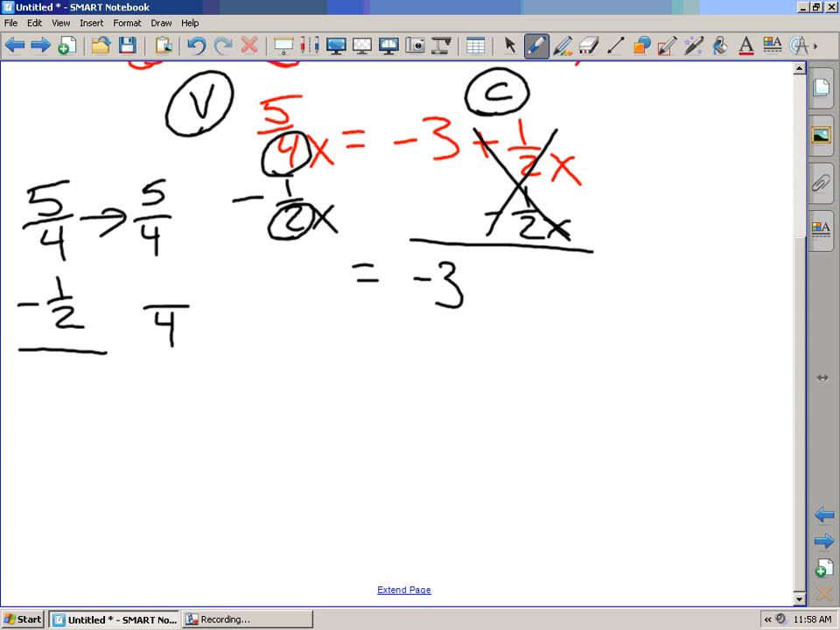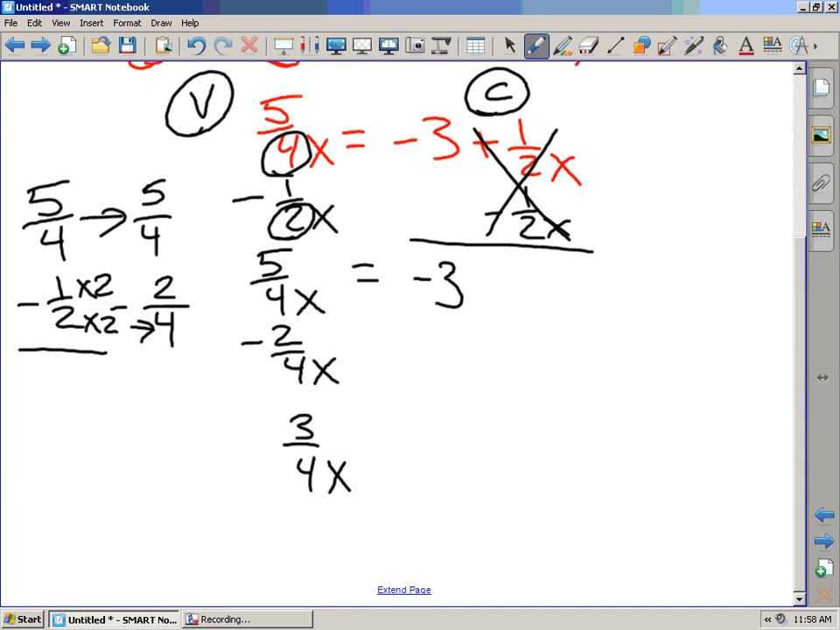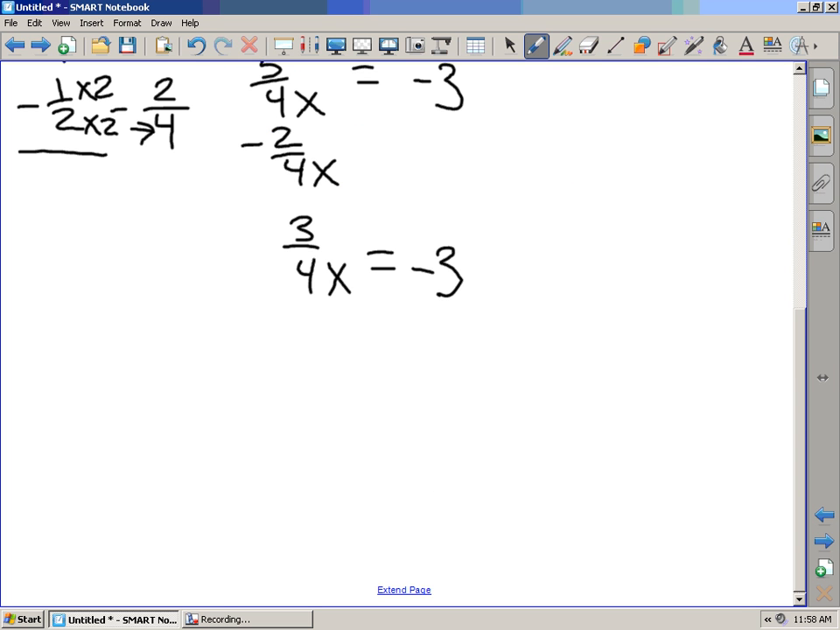Well, I need to change this 1/2 so that it has the same denominator as the 5/4. So the 5/4 I don't need to change, but this 1/2 I need to have with the denominator of 4. 2 times 2 gives you the 4. So we also multiply the 1 by a 2 to get 2. So negative 1/2 also equals negative 2/4. So let's try this again. 5/4 x minus 2/4 x is equal to 3/4 x. Now on the other side, we're left with that negative 3.